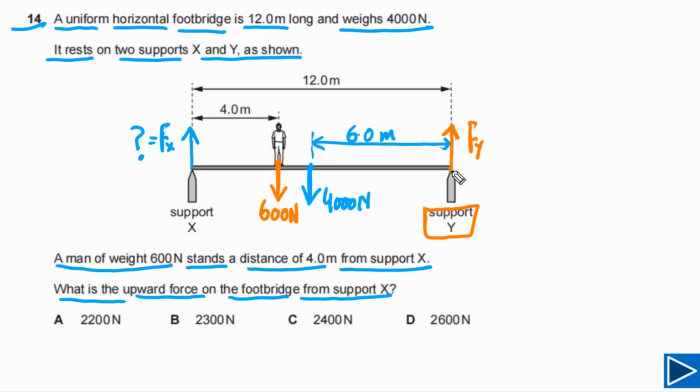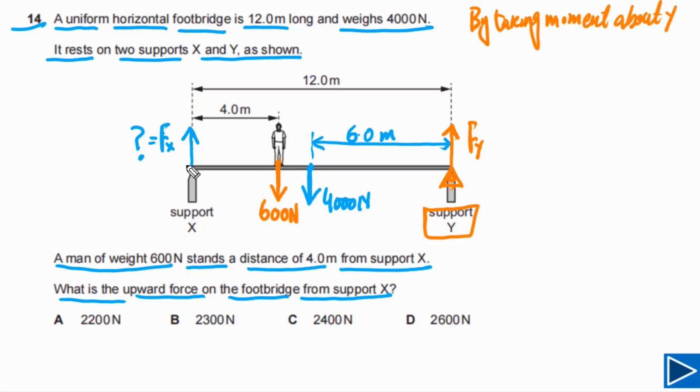In this case, we will take moment about y, because we need to find x. If we take pivot about y, then we no need to worry about fy. So let's take moment about y. So we can say, by taking moment about y.